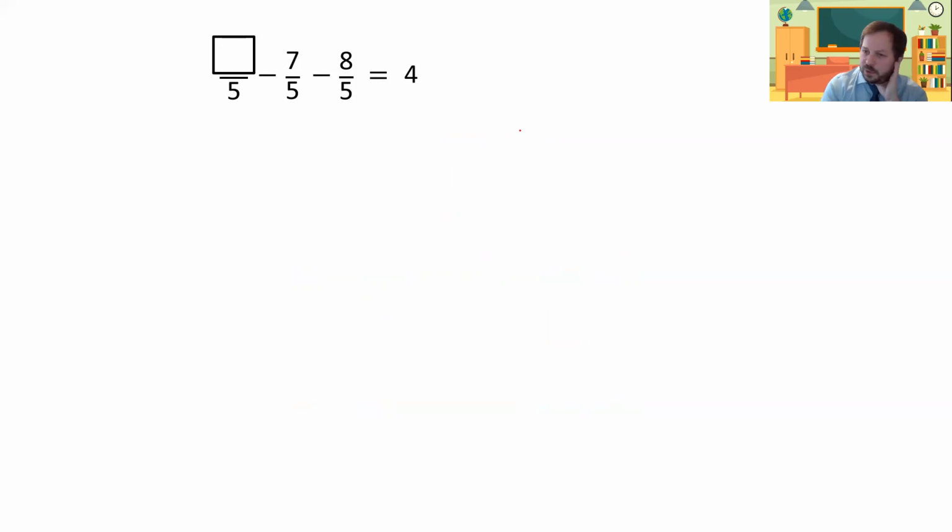So here's a problem for you. We're thinking in 5ths. We have 4 as our answer. So as we're thinking in 5ths, actually the easiest stage at this point to do is to convert that 4 into 5ths. So 4 whole ones are 4 lots of 5/5. Yeah, 4 lots of them. So that's 20/5.